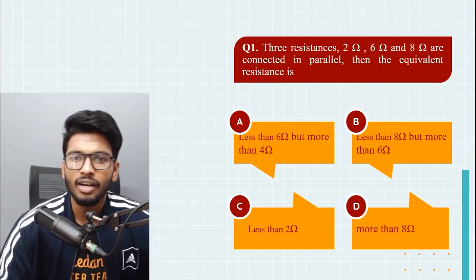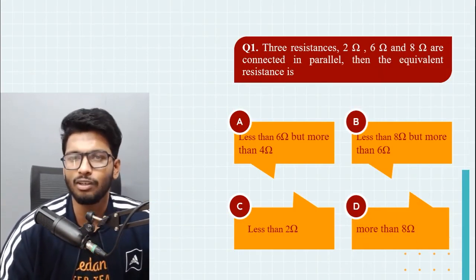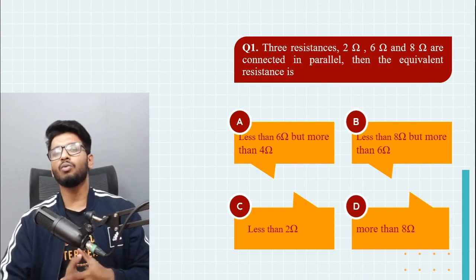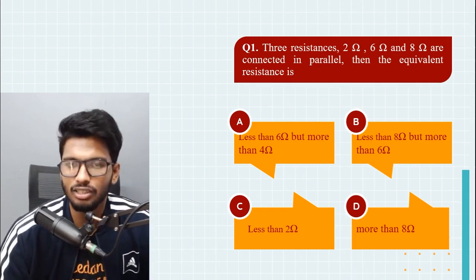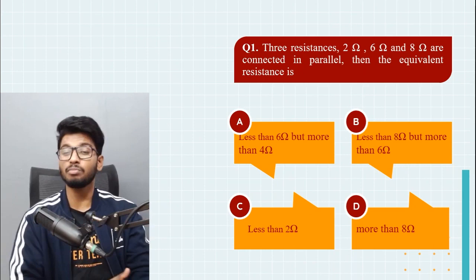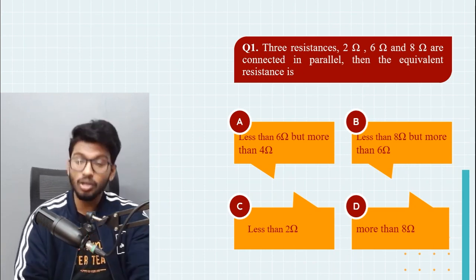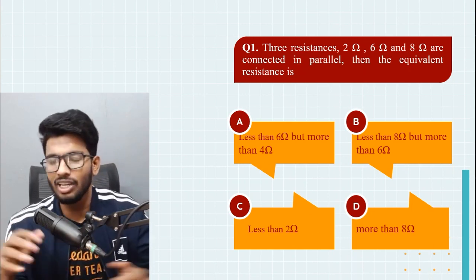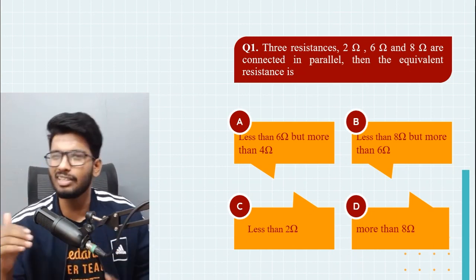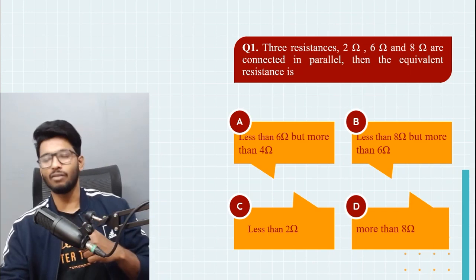So here's the first one. 3 resistances, 2 ohms, 6 ohms, and 8 ohms, are connected in parallel. What would be their equivalent resistance? Options are: less than 6 but more than 4 ohms, less than 8 but more than 6 ohms, less than 2 ohms, or more than 8 ohms. If you have 3 resistors, 2 ohm, 6 ohm, and 8 ohm connected in parallel, what would be their equivalent resistance?